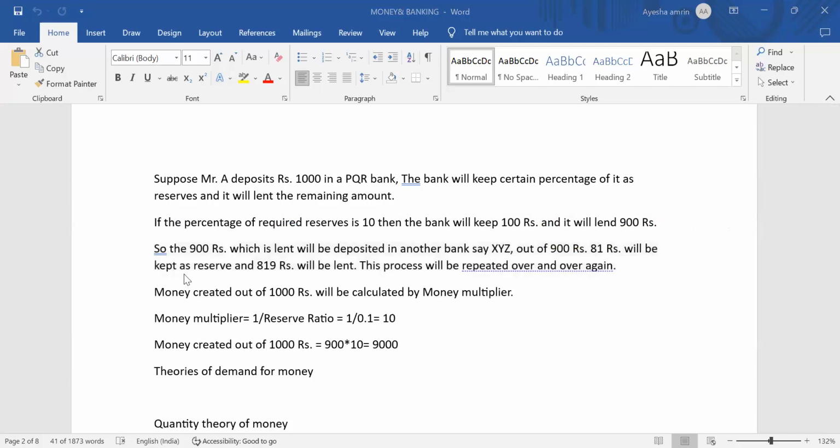Someone has asked a question: can we consider narrow money as near money? Yes. So one question has been asked, can we consider narrow money as the near money? Yes, you can consider it. It refers to those categories.